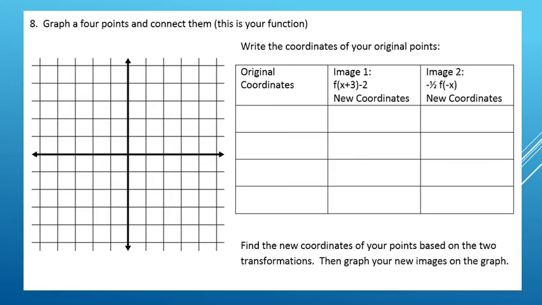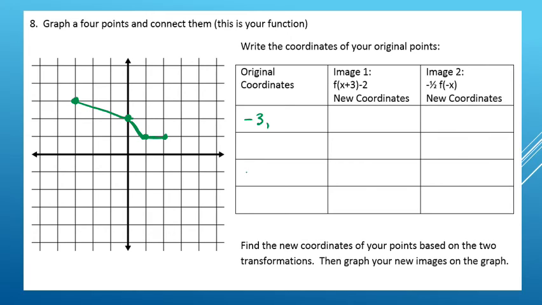For the final problem on your review, you've been asked to graph 4 points and connect them as your function. So I'm going to do a sample one here, but you might do something different. I'm going to put 4 points here, 1, 2, 3, and 4, and connect them together to create a little function for myself. My original coordinates, I'm just going to go by ones. Again, you could do something different.